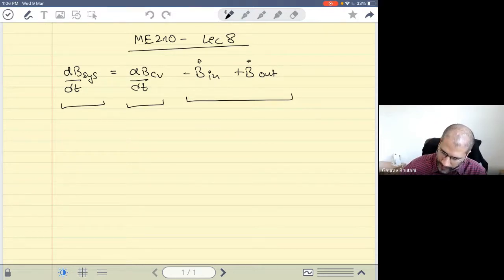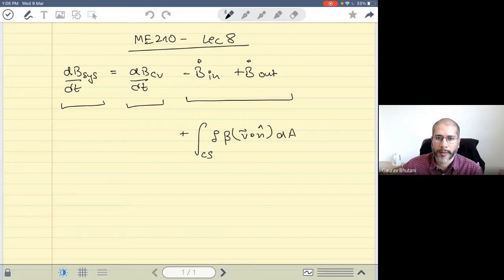Okay, and we had written this quantity as an integral over a control surface like this. Okay, so beta in this case is defined as the rate of change of B with respect to mass. So it's the corresponding intensive property with respect to the extensive property capital B.